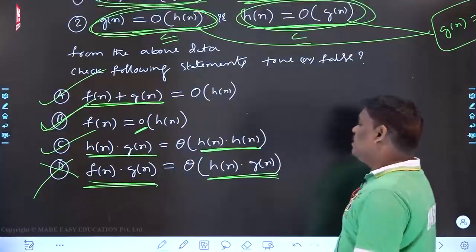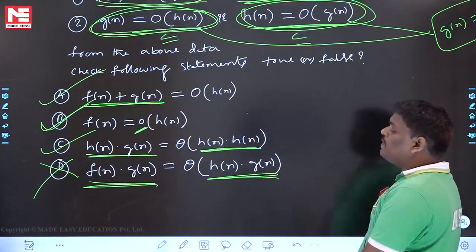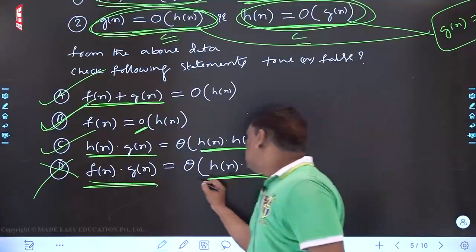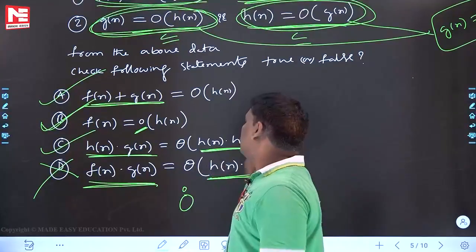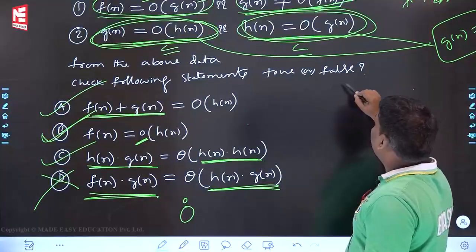Option D: the right hand side is more compared with the left side. So small o means big O also. There is no chance of omega, so theta fails. So here the option should be small o and big O. Theta is not possible.